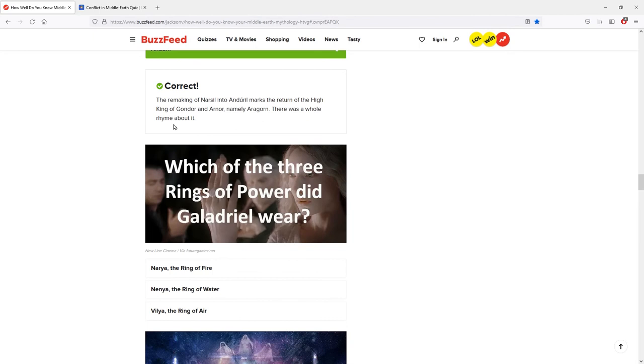The remaking of Narsil into Anduril marks the return of the High King of Gondor and Arnor, namely Aragorn. There was a whole rhyme about it.